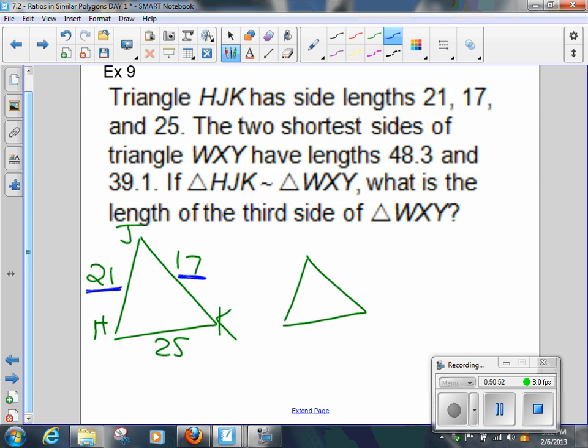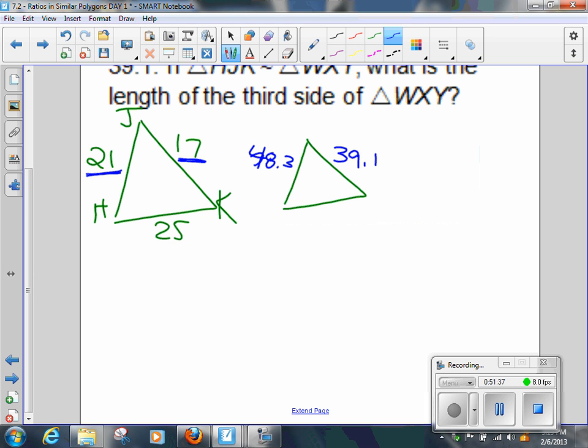What's the shortest side given here? 48.3 or 39.1. So I'm going to put 39.1 so that it corresponds to 17. Do you guys agree with me? Do you understand why I'm putting it there? Then that means 48.3 is going to correspond to 21 because it said it was the shortest sides. The two shortest sides of triangle WXY have lengths 48.3 and 39.1. If HJK is similar to WXY, what's the length of the third side? They are already similar. What's the length of the third side?